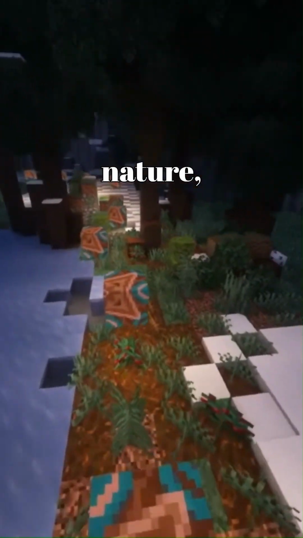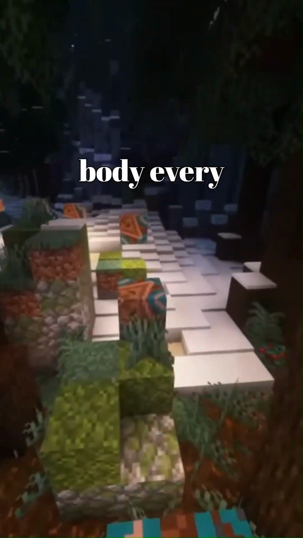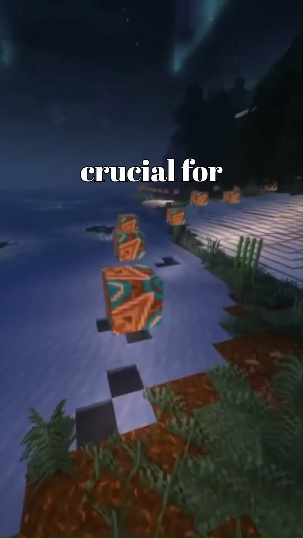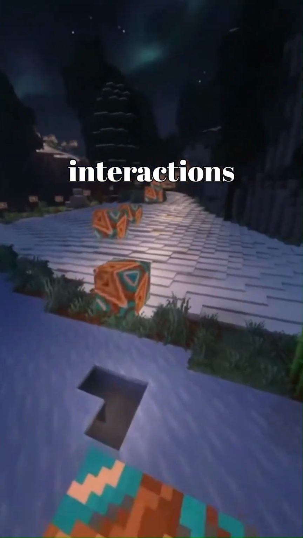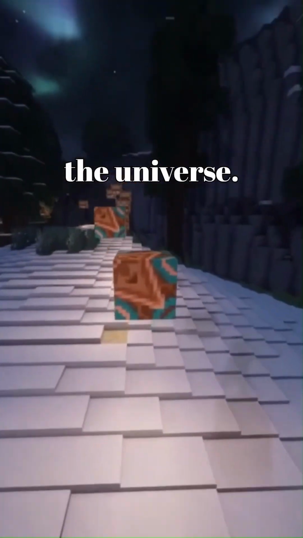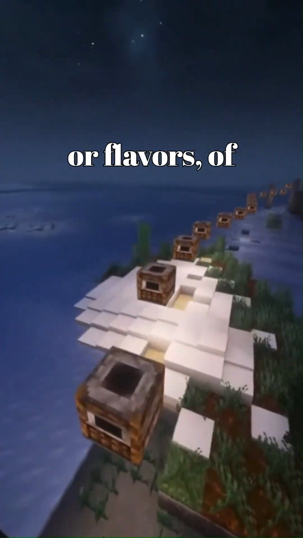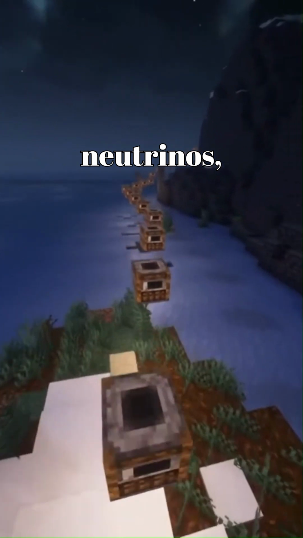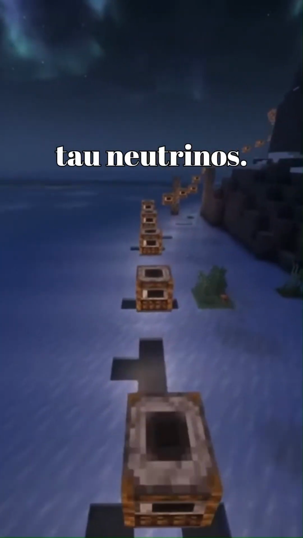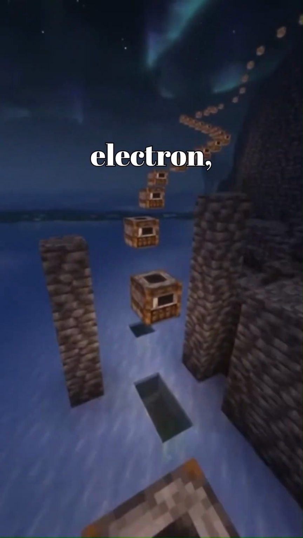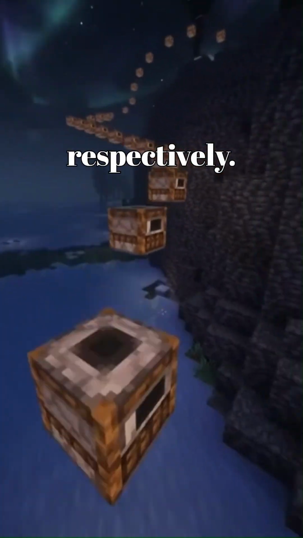Despite their elusive nature, billions of neutrinos pass through your body every second without any effect. Understanding neutrinos is crucial for studying fundamental particle interactions and the processes occurring in the universe. Types of neutrinos. There are three types, or flavors, of neutrinos: electron neutrinos, muon neutrinos, and tau neutrinos. Each type is associated with a corresponding charged lepton, the electron, muon, and tau, respectively.